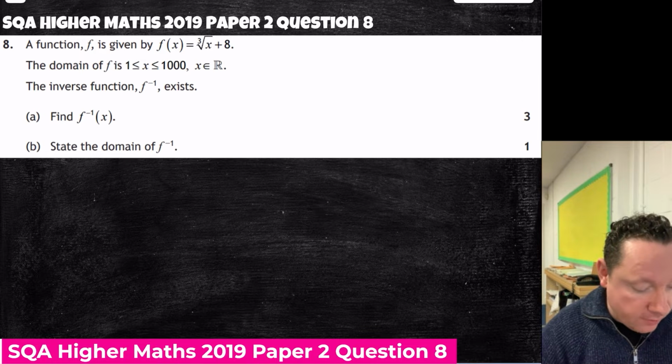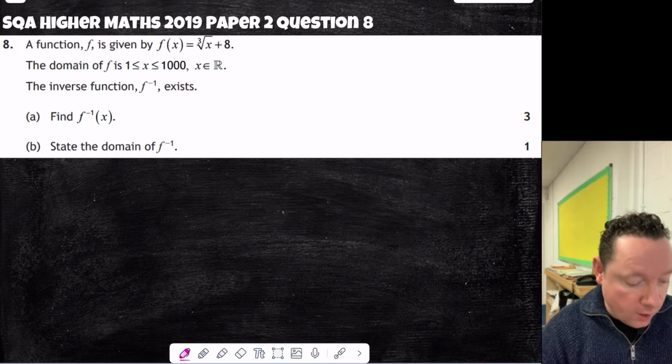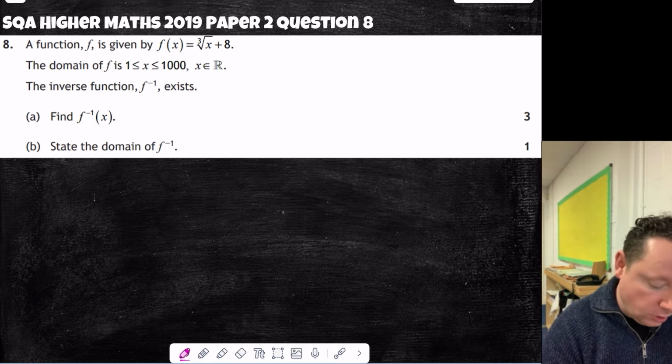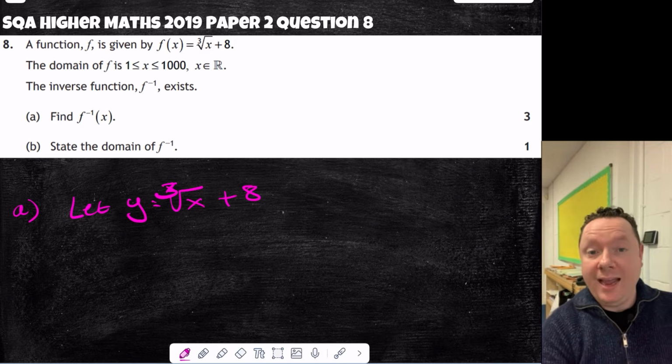A function f is given by f of x is the cube root of x plus 8. It tells you the domain is between 1 and 1,000, and it's a real number. Find the inverse function. So how I always do this is I let y equal the cube root of x plus 8, and I'll just rearrange that to make x the subject.